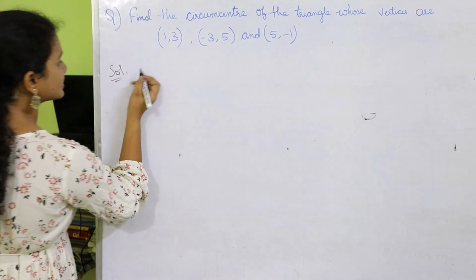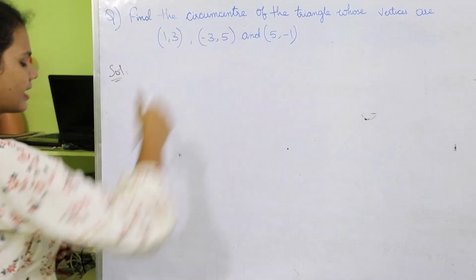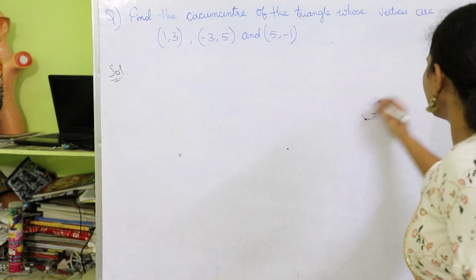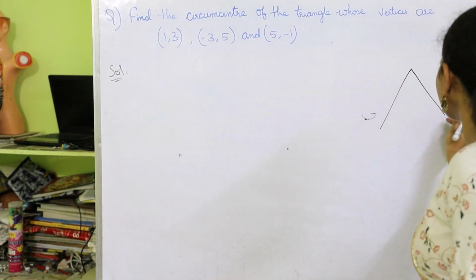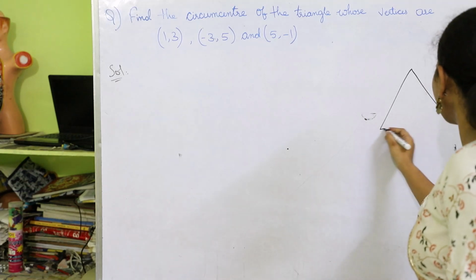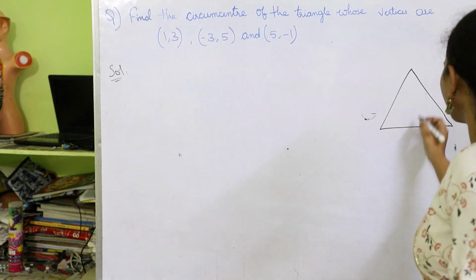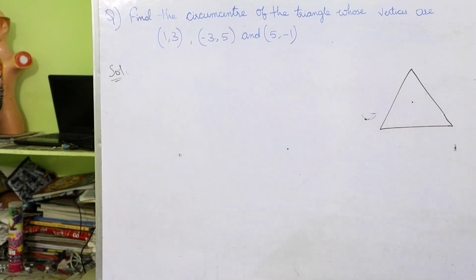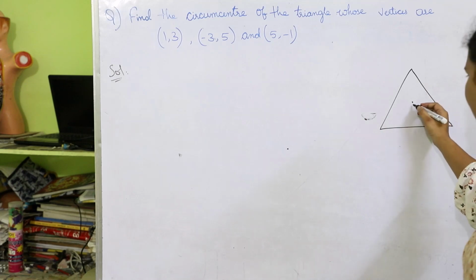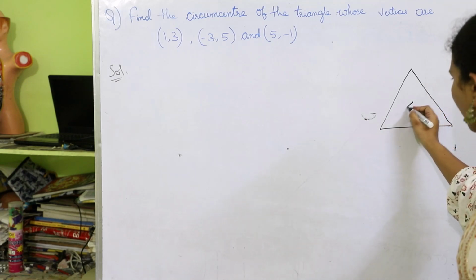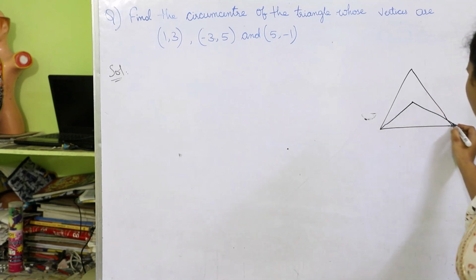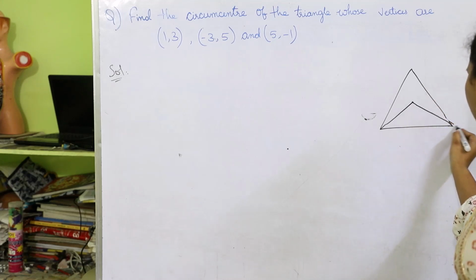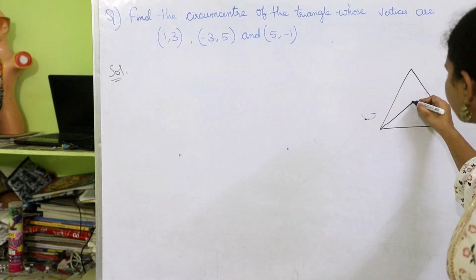As they have given the circumcenter of the triangle, let's make a triangle over here. So this is the given triangle. Now here, this is the midpoint, or the center, of the given triangle. Let this be the center. From this point to this point, and from this middle point to the upper point.